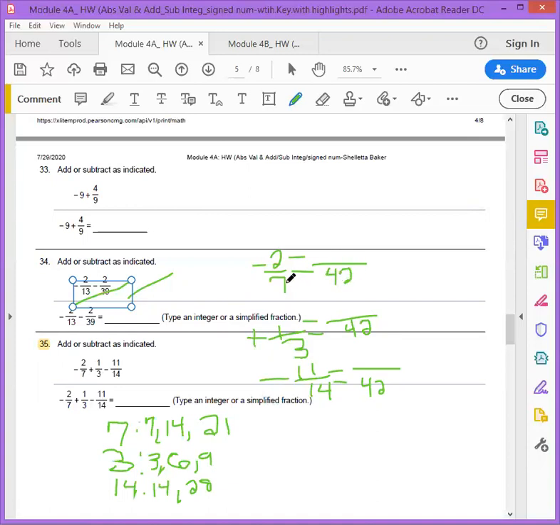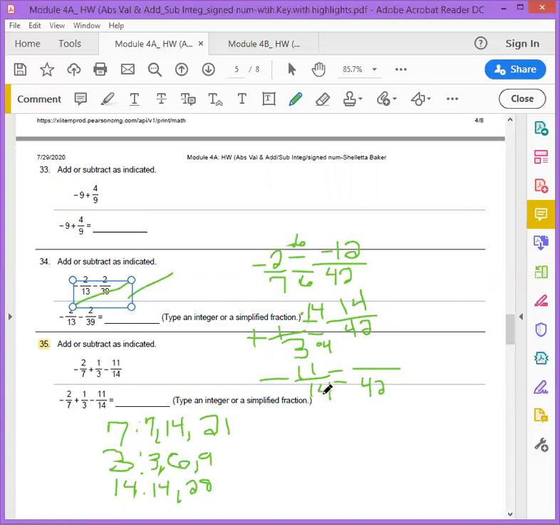Now what do we multiply 7 by to get 42? We have to multiply by 6. Therefore, you have to multiply our numerator by 6. So negative 2 times 6 gives us negative 12 for the first fraction. Now for the second fraction, we have 1/3. In the denominator, what do we multiply 3 by to get 42? We multiply by 14. So we must also multiply the numerator by 14. And 1 times 14 becomes 14.